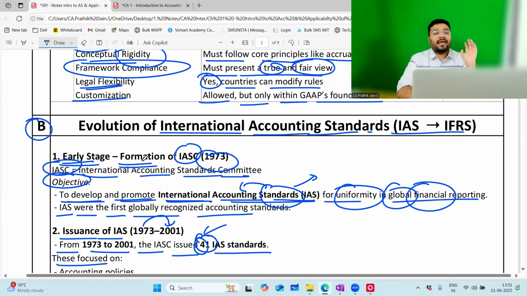Okay, let's talk about the evolution of the Indian accounting standards. After 1929, the global recession, the Great Depression. What happened? The stock market crash happened. Why? Because all the businesses at the respective level failed, and that impact was seen in the stock market crash.